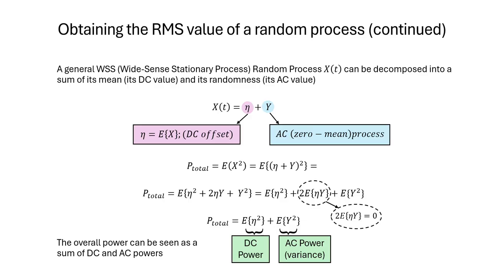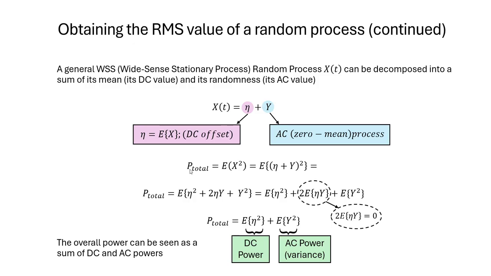So in many cases, when we discuss random processes such as noise within a digital receiver, we would practically discuss a noise process with zero mean. Just as a side remark, when we have a random process with non-zero mean, like this example here, the random process can be decomposed into a sum of its mean or DC offset, eta, and its randomness, the AC process with zero mean, y.